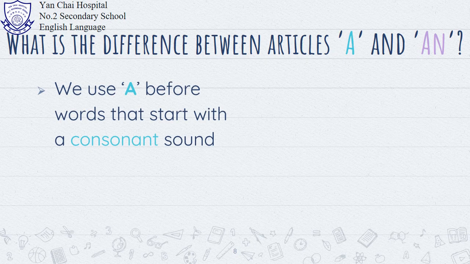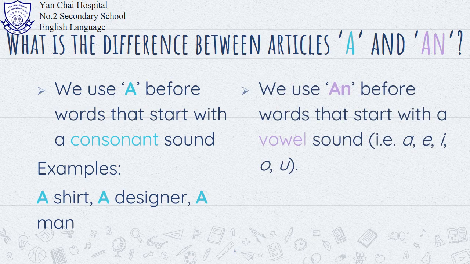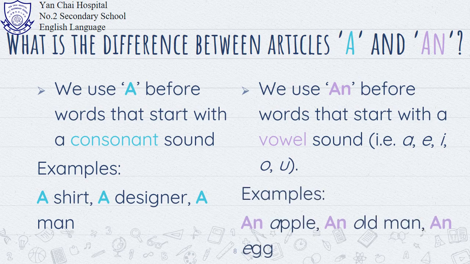We use a before words that start with a consonant sound. Examples: a shirt, a designer, a man. We use an before words that start with a vowel sound, which are the letters a, e, i, o, u. Examples: an apple, an old man, an egg.